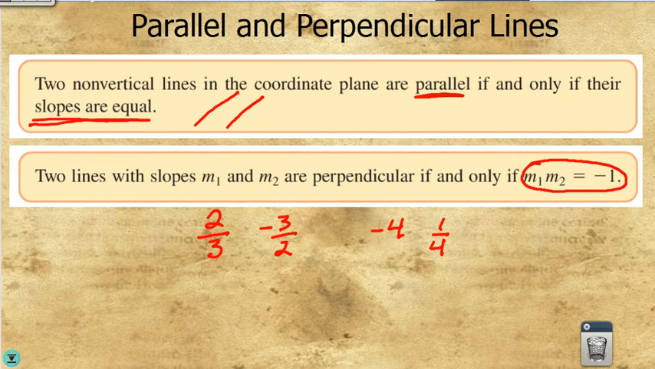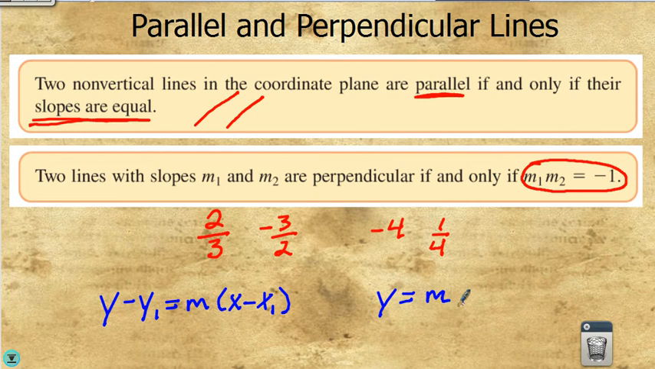Also, a reminder from yesterday, if you're looking for the equation of a line, there's two methods of doing it. If you haven't already got these on your formula cards, you can use the point slope form, y minus y1 equals m times x minus x1, or you can use your slope intercept, y equals mx plus b. Whichever method you want to use, go for it.